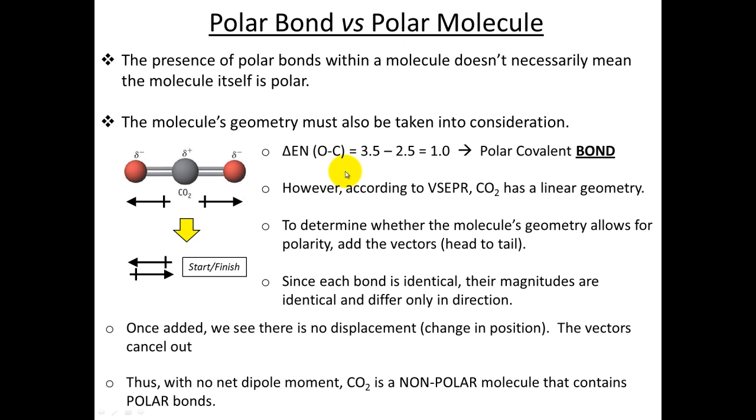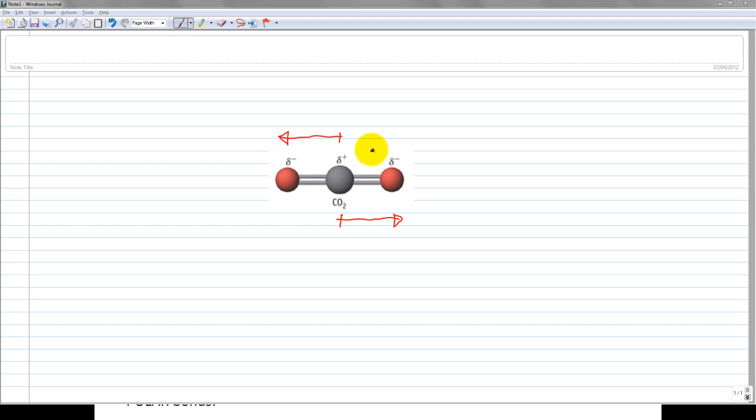To do this, we must first look at the geometry of the molecule. So we use VSEPR to predict that carbon dioxide will have a linear shape, so a straight line. From there, we look at the individual dipole moments and add them up from head to tail to determine what the net or overall dipole moment is going to look like. Looking at carbon dioxide, we see that there are two dipole moments, one going this direction and one going in this direction.